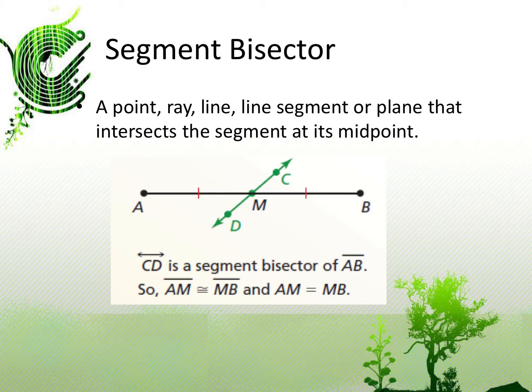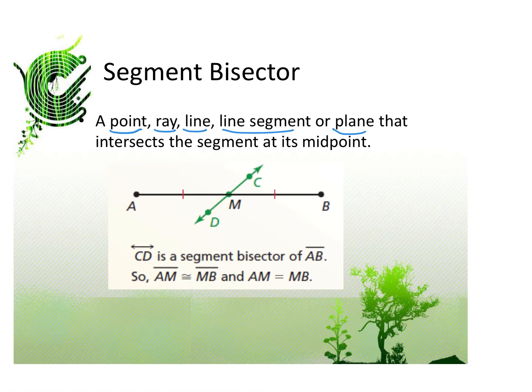All right, let's now define what a segment bisector is. And a segment bisector is basically going to be either a point, a line, a ray, a line segment, or a plane that's going to split a segment into two equal pieces. So it's going to intersect that segment at its midpoint. So the point could bisect the segment, a ray could bisect it, a line segment, or a plane. These are all bisectors, but they cannot be bisected themselves. So what I mean by that is these 5 things that I just underlined.